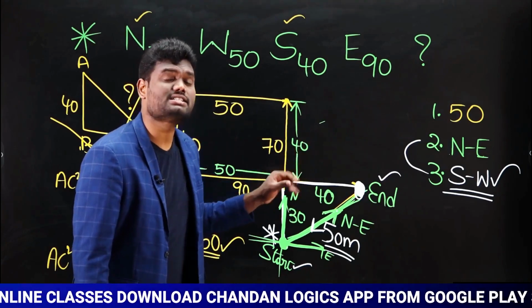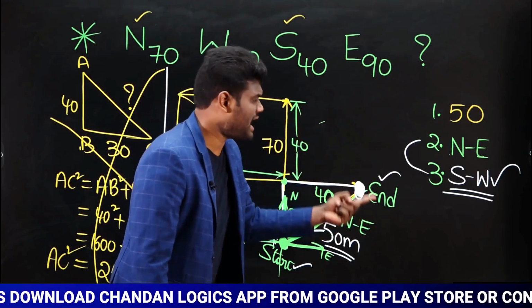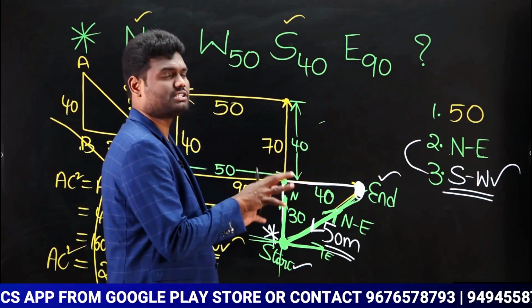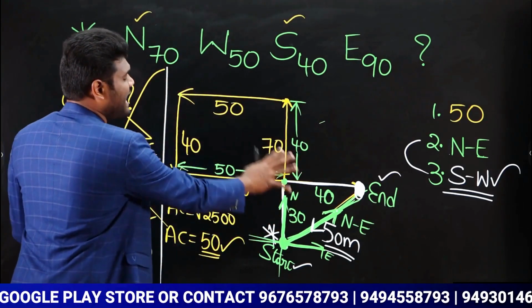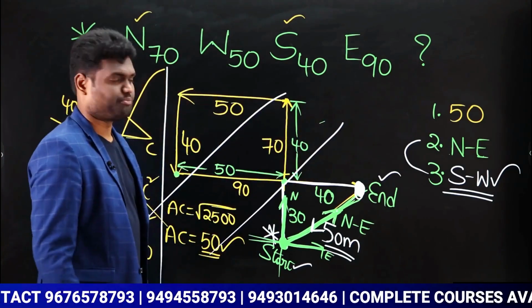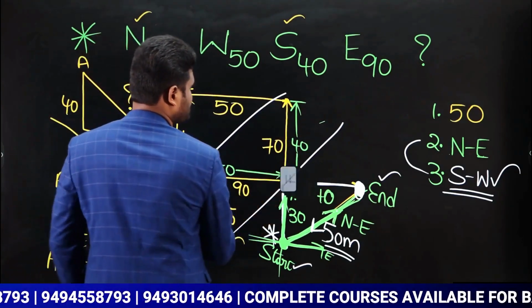In which direction is the starting point from the ending point? The answer is the southwest direction. Is it clear? So this is how you are supposed to solve using a diagram. Then how to solve the same question without representing the diagram?